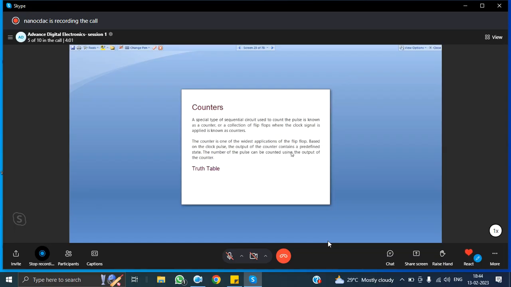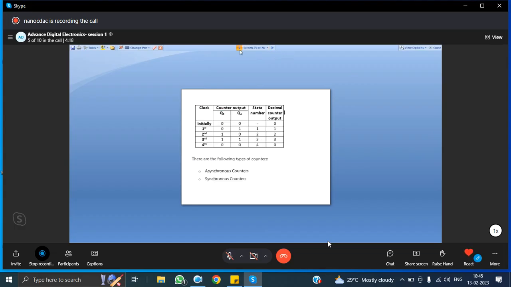So the counter is one of the big applications of the flip flop. Whatever we are discussing are applications of flip flops only, but counters are very important compared to other circuits. If you see the truth table of the counter, this is a 2-bit counter. Initially 0 0, first clock cycle 0 1, second clock cycle 1 0, third clock cycle 1 1, fourth clock cycle will be 0 0. This is the state, and the equivalent decimal counter input.